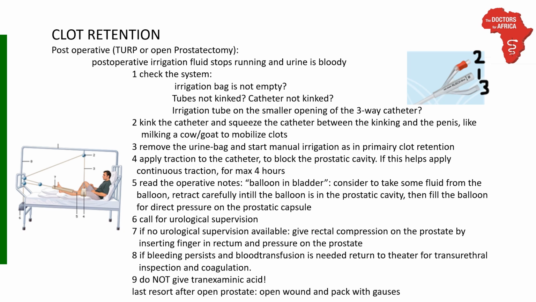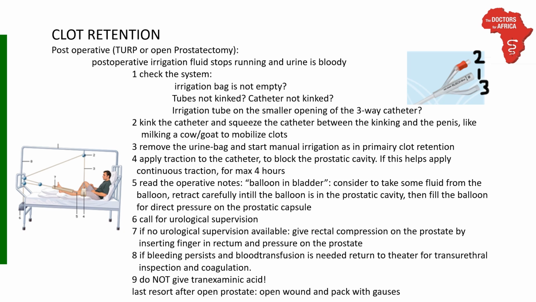Clot retention after TURP or open prostatectomy. The symptom is that the irrigation fluid stops running and the urine becomes bloody. First, check the system. Is the irrigation bag not empty? Are the tubes not kinked? Is the catheter not kinked? Is the irrigation tube on the smaller opening of the three-way catheter?